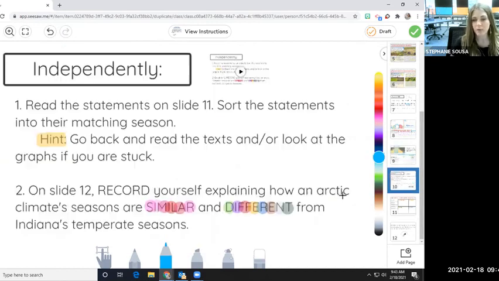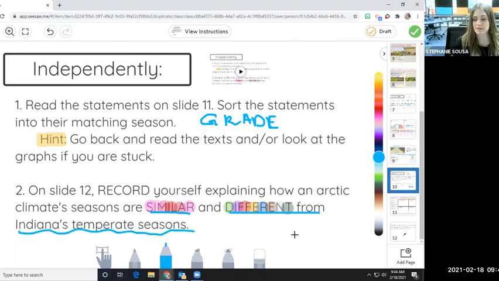Okay. All right, now we're going to talk about your independent work. Let's take a look at slide 10. Your directions are the exact same as yesterday. Today, I am taking a grade on your work. Okay, so today I'm going to be grading your work. On slide 11, you're going to read the statements. You're going to sort the statements into their matching season. A hint for you is to go back and read the text or look at graphs if you are stuck. On slide 12, you're going to record yourself explaining how an Arctic climate seasons are similar and different from Indiana's temperate seasons.